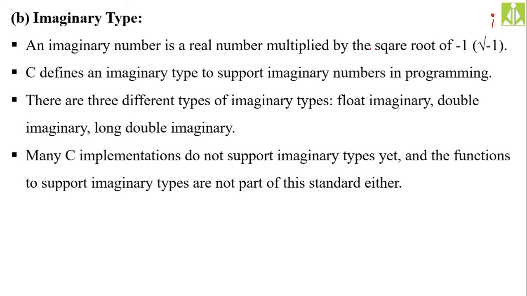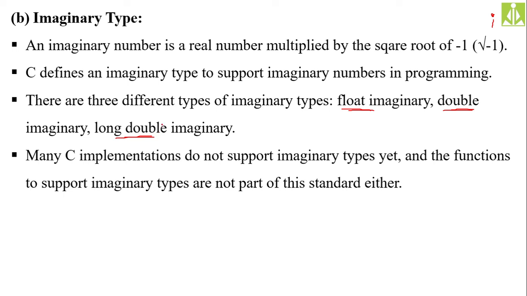Okay, so C defines an imaginary type to support imaginary numbers in programming. Suppose in your programming you want to have these imaginary numbers, then you have to go for these imaginary types. There are three different types of imaginary numbers, categorized based on their sizes: float imaginary, the small one; double imaginary, the medium one; and long double imaginary, the large one.